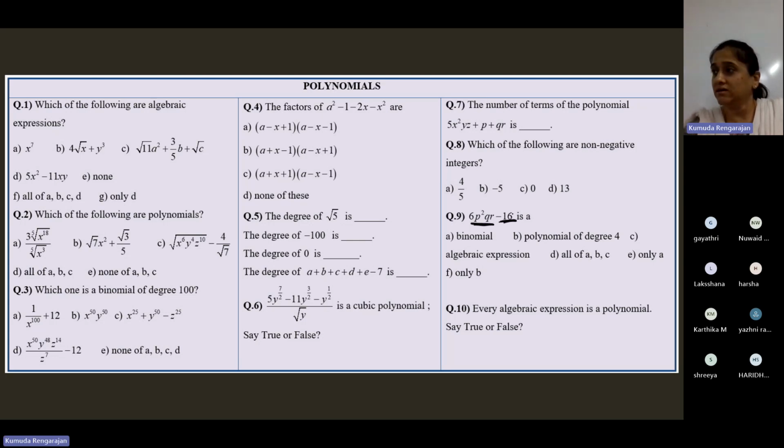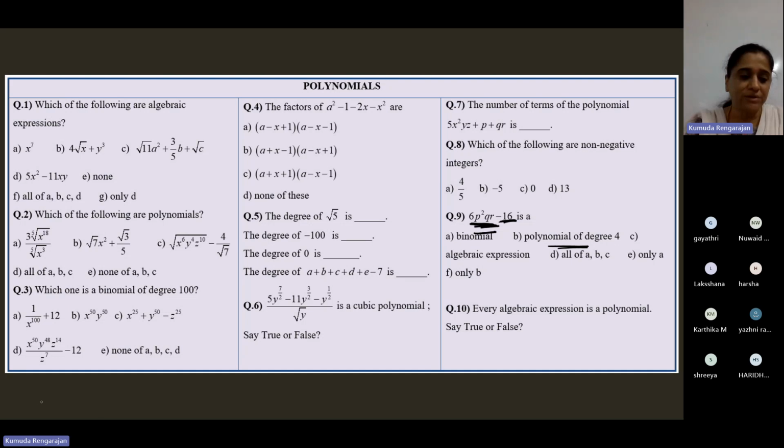P, Q, R, they're all in the first term. They're all variables in one term, so we should add the powers. 2 plus 1, 3, 3 plus 1, 4. So this is correct. It's a polynomial of degree 4.